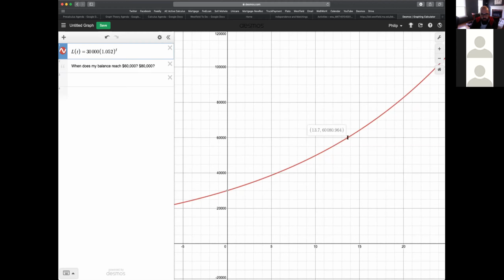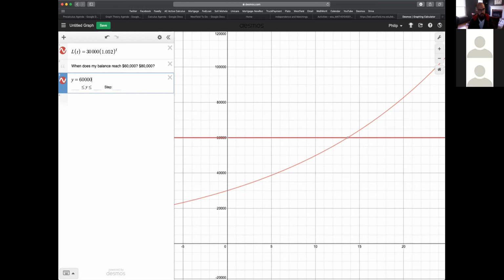We could do an estimate where we click on a point, and we see that our loan balance is 60,000 right around 13.7 years. So this is one way to do it: we look at the graph. A nice thing about Desmos is we could plot a line, y equals 60,000, and it will highlight this point. So we can be a little more accurate this way. If I click on this point, this data point tells me that after 13.673 years, our balance would reach 60,000. That is a very precise answer.